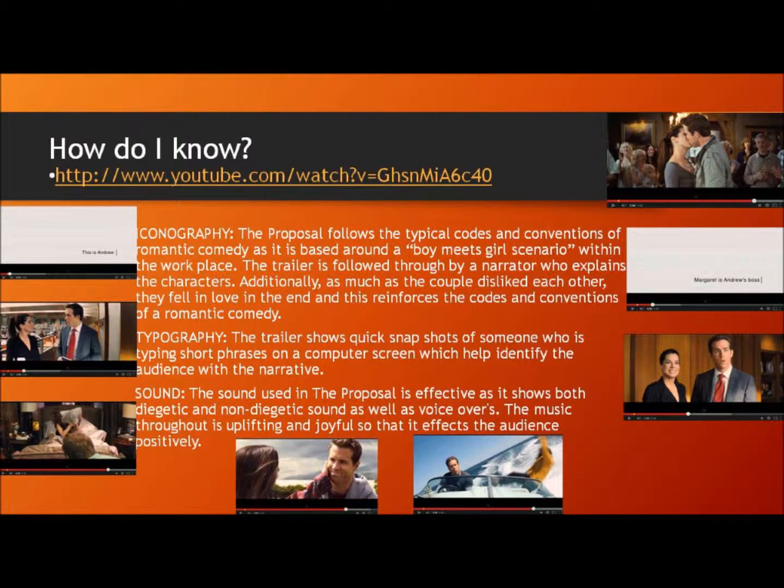The sound used in The Proposal is effective as it shows the diegetic and non-diegetic use of sound, as well as the voiceovers. The music throughout is uplifting and joyful, so that it affects the audience in a positive manner.